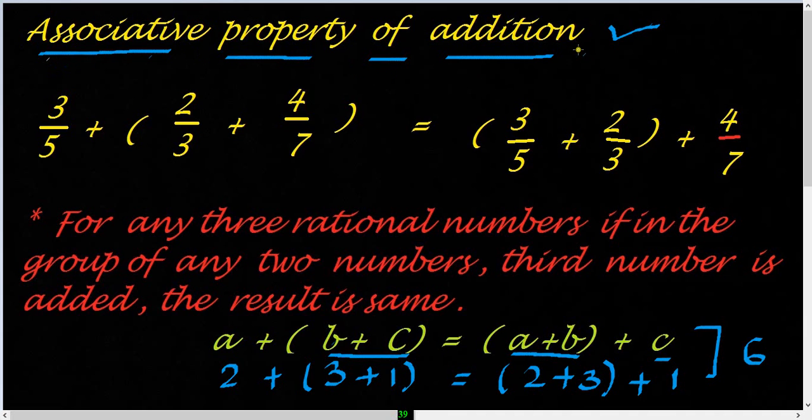Remember, in the associative property you have three integers or three rational numbers to be added. If it is the commutative property, you are only adding two integers or two rational numbers. See the example given here. If you have two rational numbers, 2 upon 3 and 4 upon 7, try to solve this. Add them with 3 upon 5. First add this group and then add with 3 upon 5, or add 3 upon 5 and 2 upon 3 and then add with 4 upon 7.